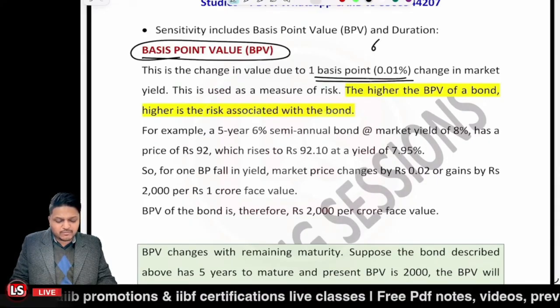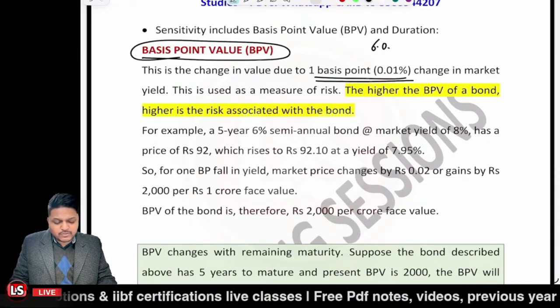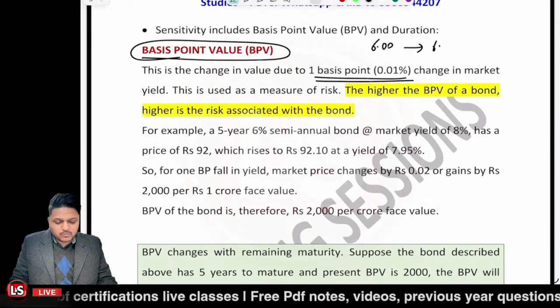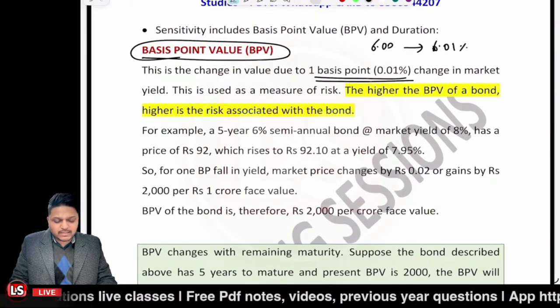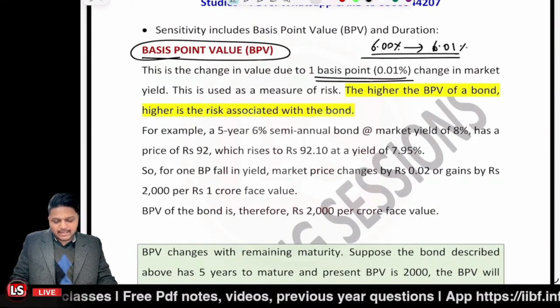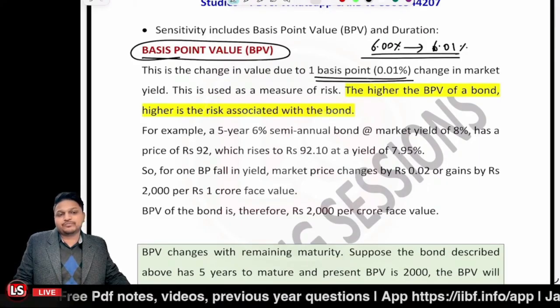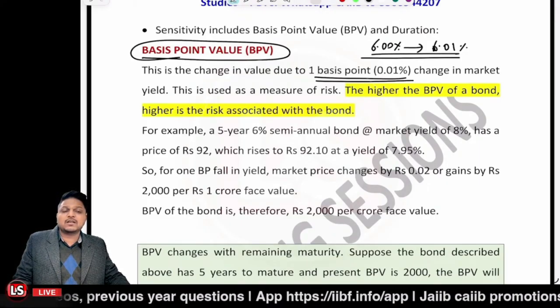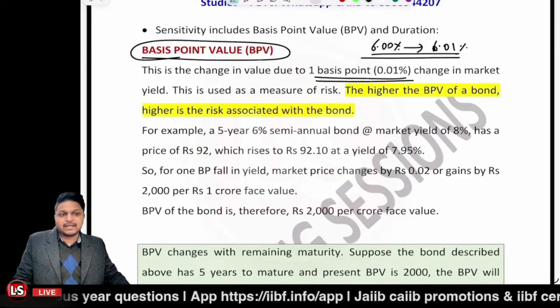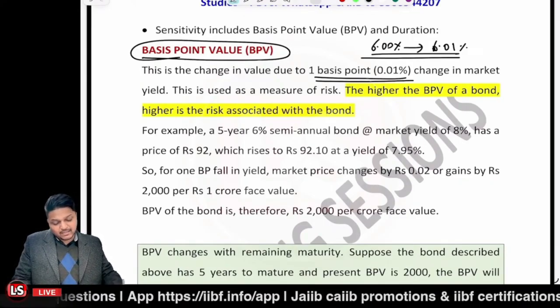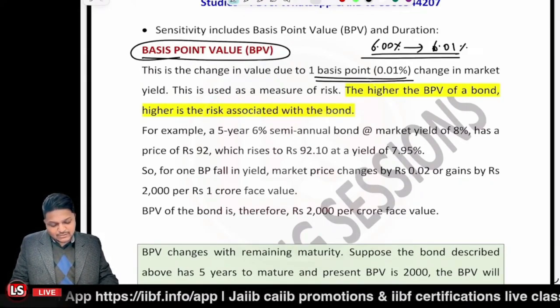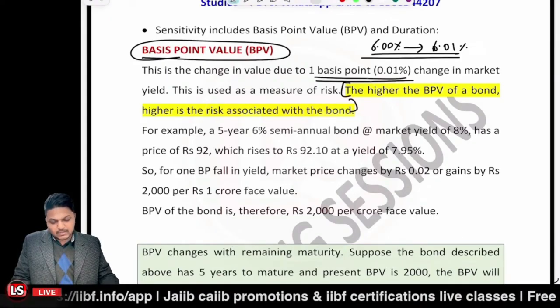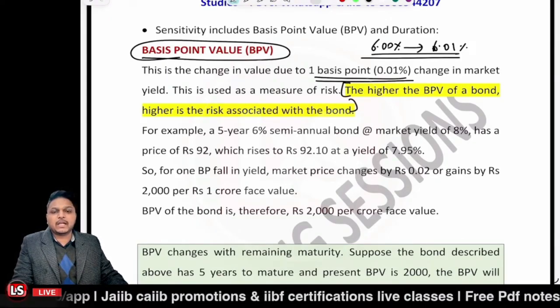Now, in the previous scenario, in the case of sensitivity, we were looking for unit movement, like from 6 to 7%. But in this scenario, we are looking from 6.00 to 6.01% and so on, right? That is a basis point value, and this is used as a measure of the risk. Let's say higher the BPV of the bond, higher is the risk associated with the bond. Simple as that.